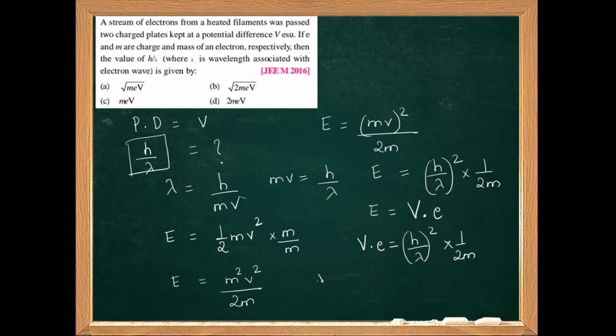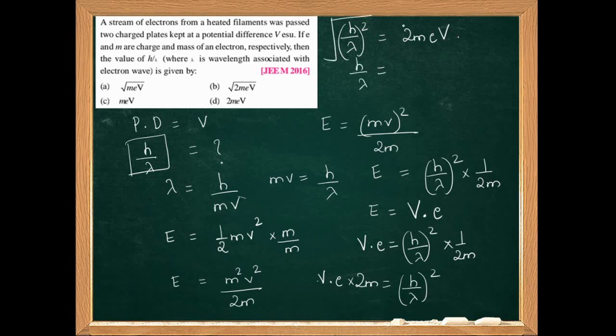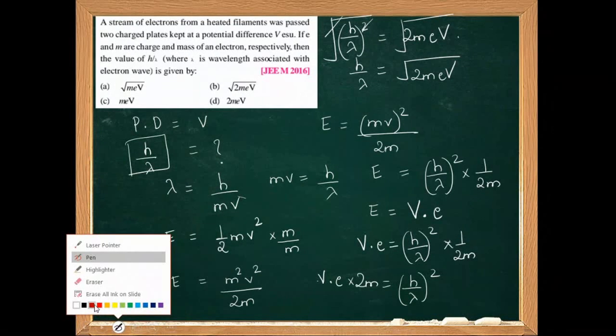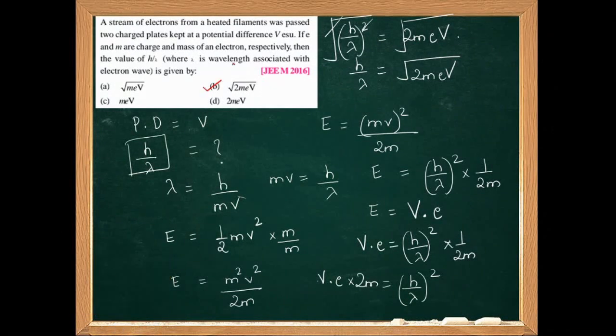So V into E into 2m is equal to h upon wavelength squared, right? So h upon wavelength squared is equal to 2meV. Now I have to just find h upon lambda. Taking square root on both sides, the square root and square get cancelled. So h upon lambda is under root of 2meV. So the right answer is option B.